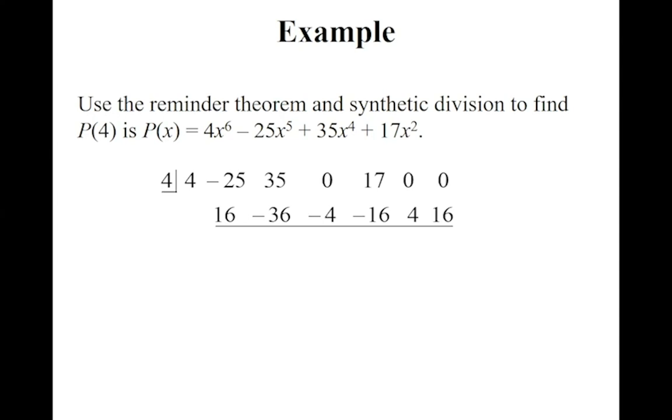What are our coefficients? Highest power is 6. So positive 4. And then the x to the 5th has a negative 25. And then an x to the 4th has a positive 35. And then it's x squared. We had no x cubed. We need to account for that. So 0x cubed. And then positive 17x squared. And then we need to account for the rest. Plus 0x plus 0.